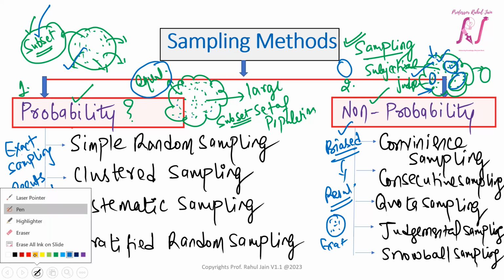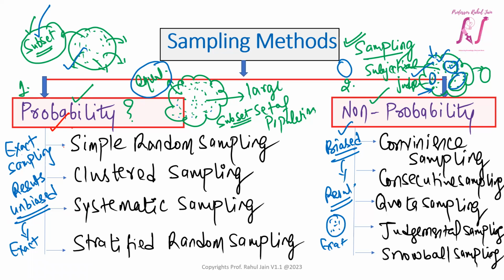Further, we can divide probabilistic sampling methods into simple random sampling, cluster sampling, systematic sampling, and stratified sampling. Whereas non-probabilistic sampling methods can be divided further into convenience sampling, consecutive sampling, quota sampling, judgmental sampling, and snowball sampling. So in our next lecture, we are going to cover all parts of probabilistic and non-probabilistic sampling methods with interesting real-life examples.